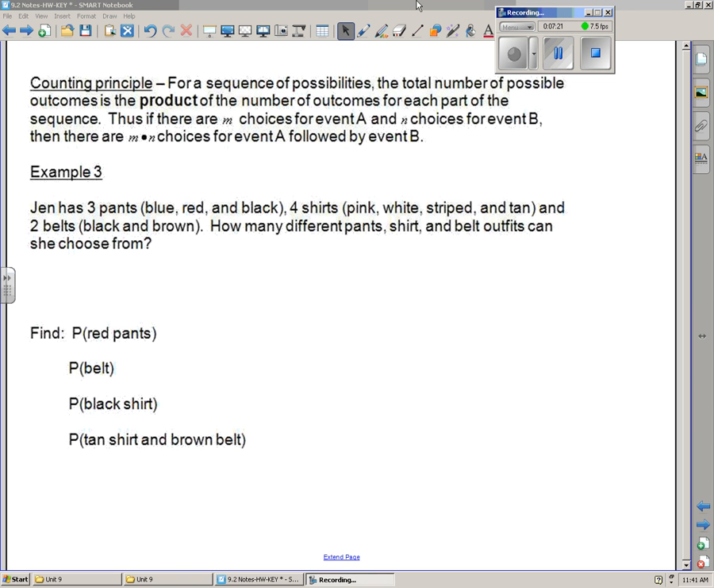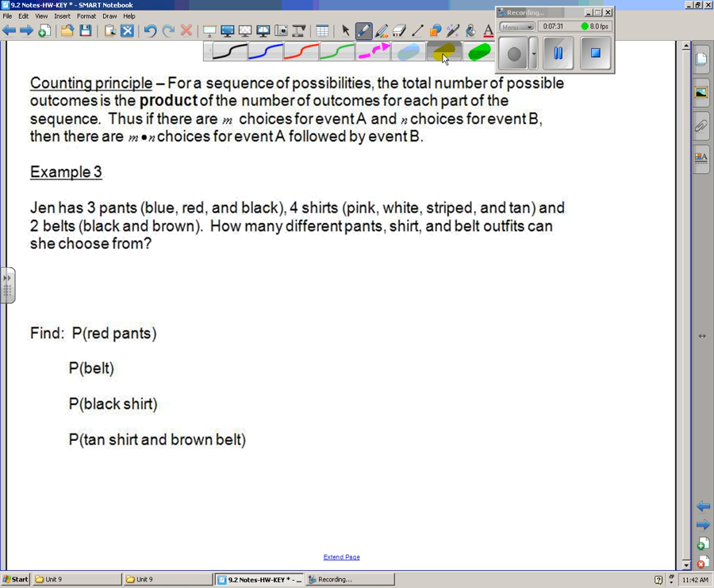All right. So counting principle. For a sequence of possibilities, the total number of possible outcomes is the product of the number of outcomes for each part of the sequence. Remember, product means you need to multiply. So what happens here is if there are m choices for one event, event A, and n choices for another event, or event B, then the product of those choices, m times n, is going to be the total number of possible outcomes that you can get.